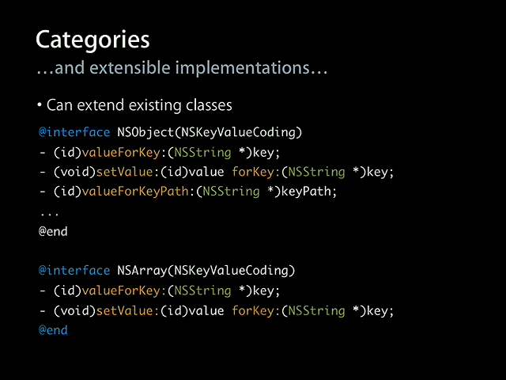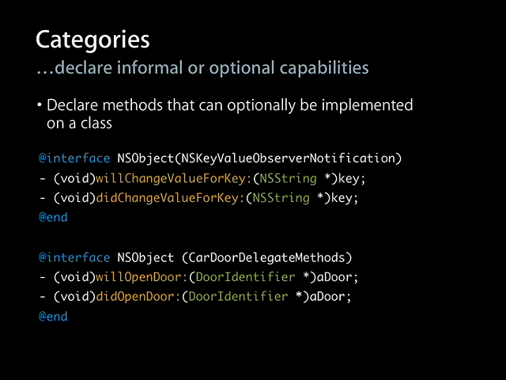And what this is saying is that we've got these additional methods on NSObject provided by some other provider somewhere else, not a part of the language, not a part of NSObject itself, that you can use throughout your code. And you're free to add your own. As well, we can use categories to define optional or informal behaviors.